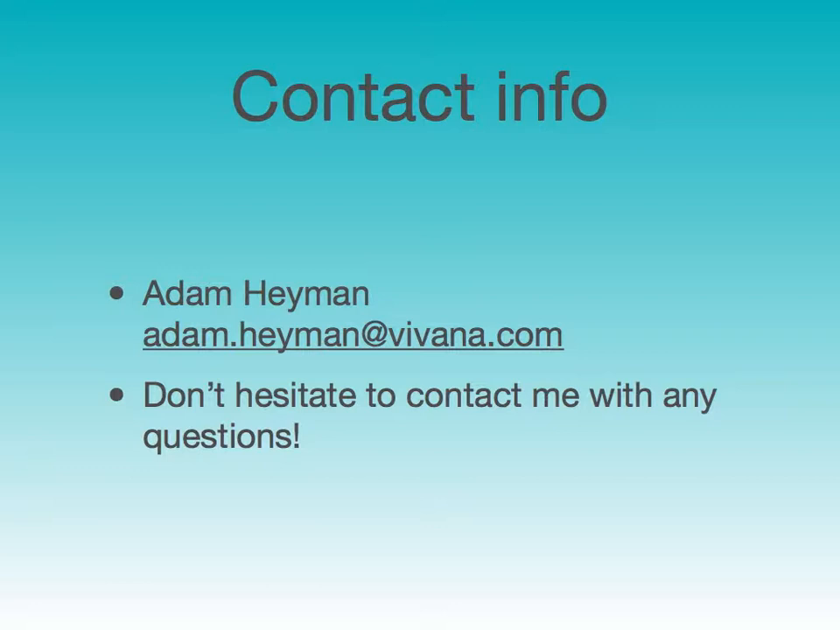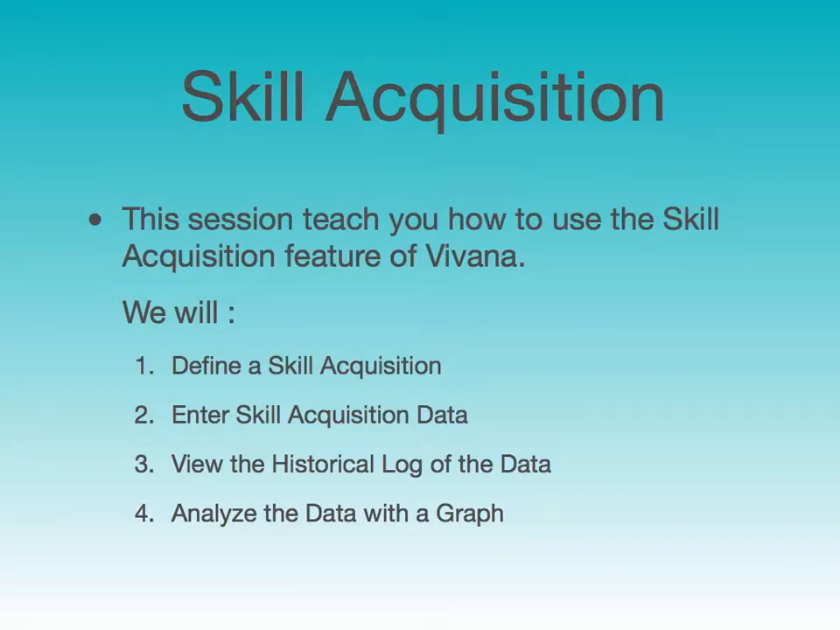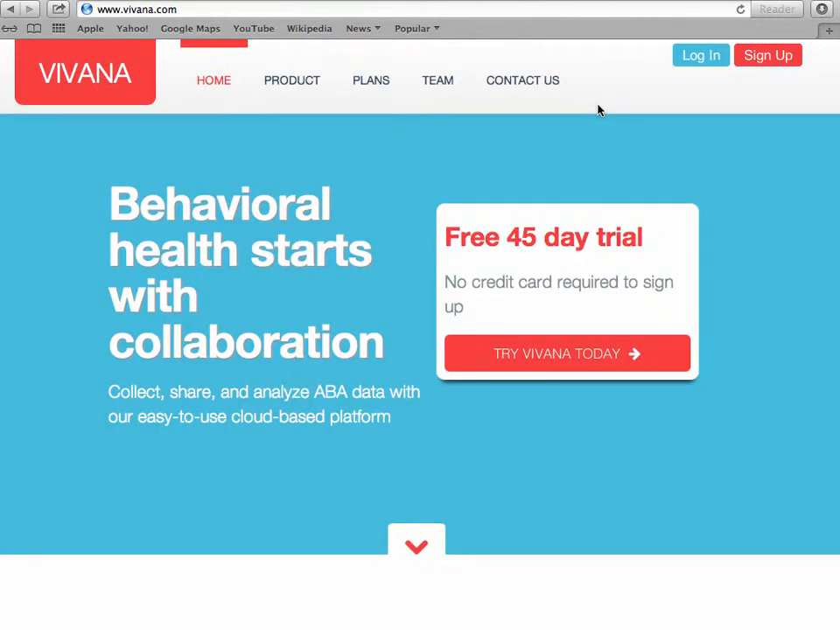adam.heyman@vivana.com. This will take us through the steps of defining a new skill to be acquired, entering data for that skill, viewing the historical log of the data, and analyzing the data with a graph. We start by opening up our web browser and going to vivana.com.